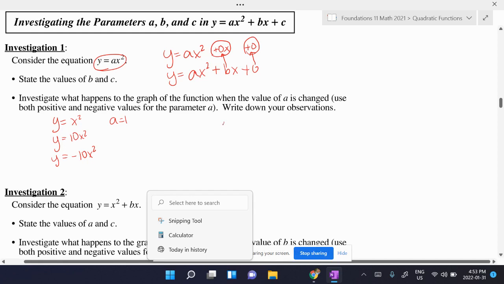So the first thing we should notice: if a is positive, then the graph opens up. If a is negative, then it opens down.